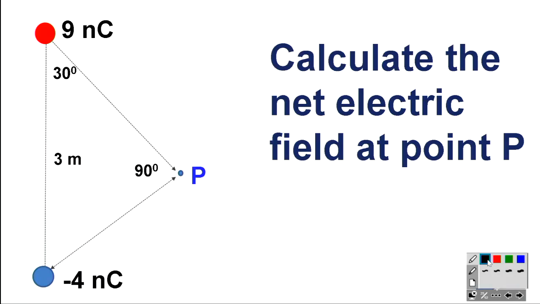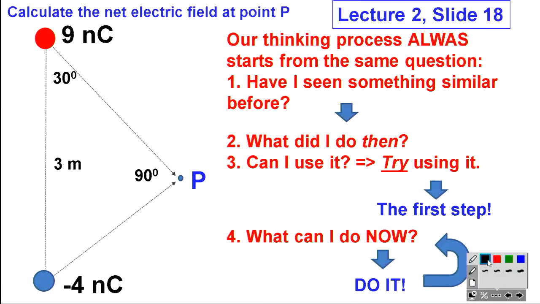Now we have to calculate the net electric field. And when we have to solve a problem, the first thing our brain has to do, and we have to force it to do that, is to search for something similar we've done in the past. And we have done it in the past. If you check the lecture 2 slides, you would find a very similar picture. And every time we find a similar problem we have solved before, we just have to try to apply the same type of reasoning.